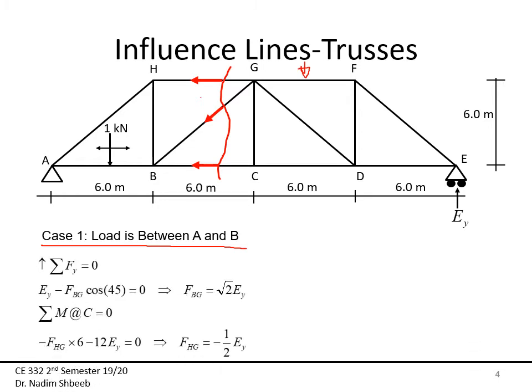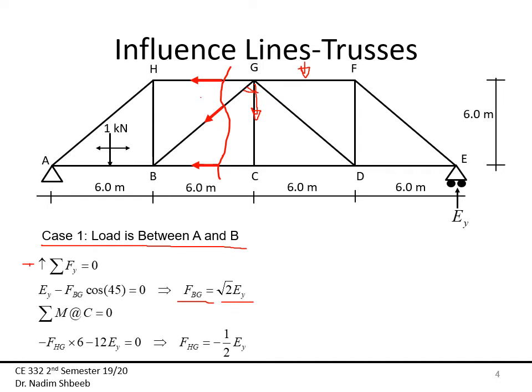So I'm going to take the summation of Fy equal to 0. In doing so, EY is positive. Since this is 6 and this is 6, this angle right here is going to be 45 degrees. I'm going to take this part right there, and that's going to be minus FBG cosine 45. Then the force FBG is going to be square root of 2 times EY.